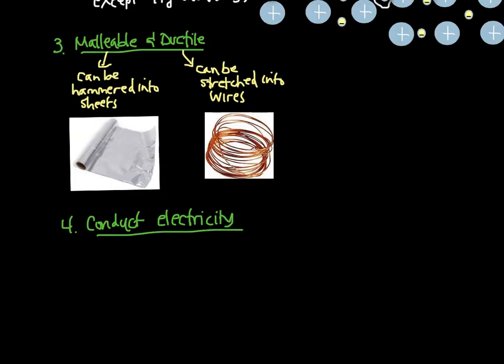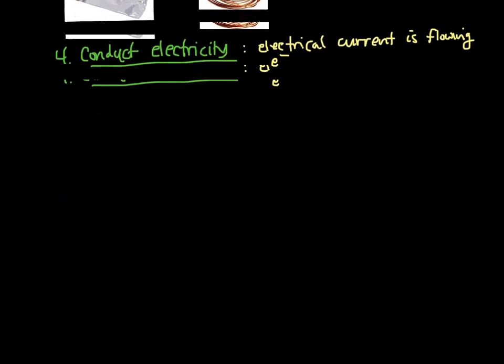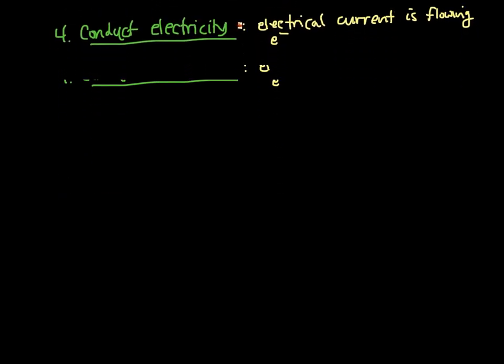Metals also are really good at conducting electricity, which is why we make wires out of them, because we want wires to carry an electrical current. And I don't know if you know this, but an electrical current is a stream of electrons. So I have a little animation that can kind of show you why metals conduct electricity so well.